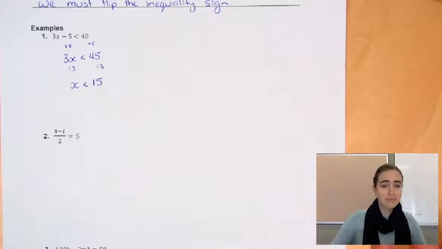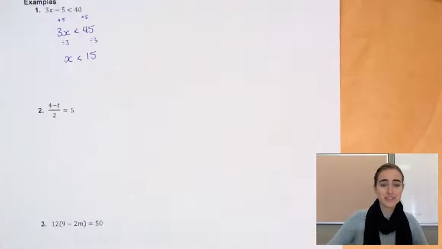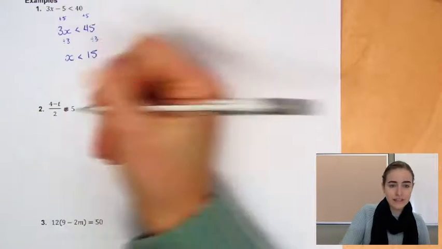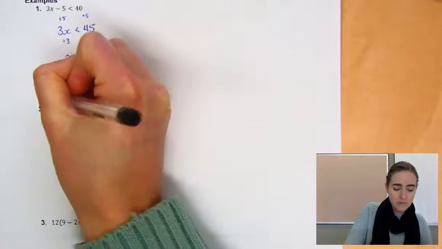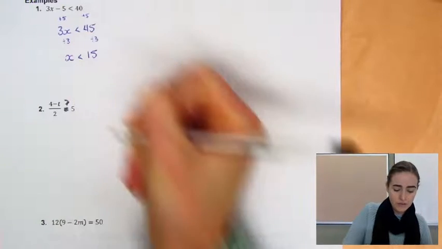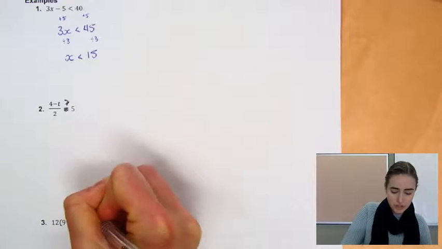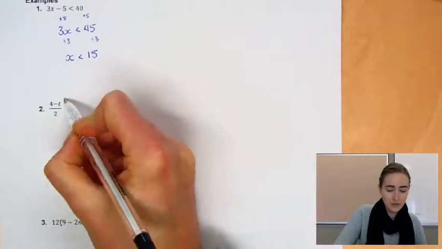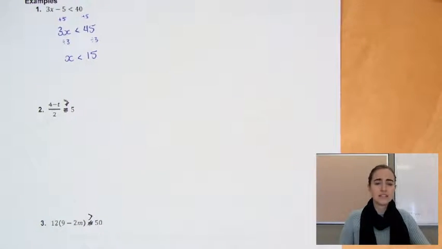Now I've just realised I've made a mistake on the next two questions. I have put equals signs and they're supposed to be inequalities. So just cross out that equals sign there for me, put a greater than or equal to, and this one down here, put just a greater than symbol. Alright, so that's a greater than or equal to. I know it's a little bit messy, sorry.